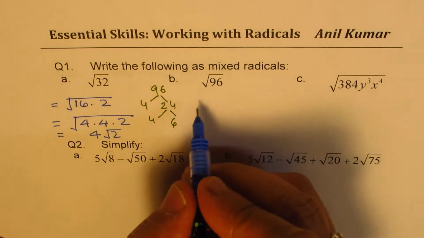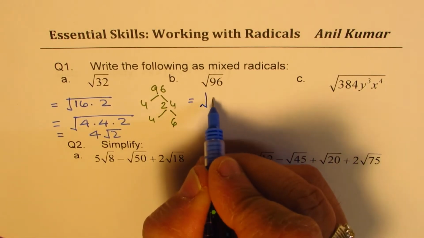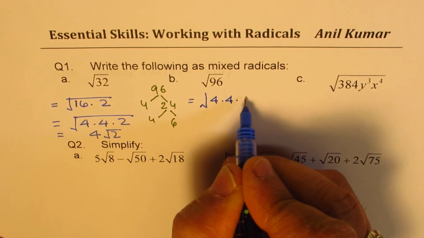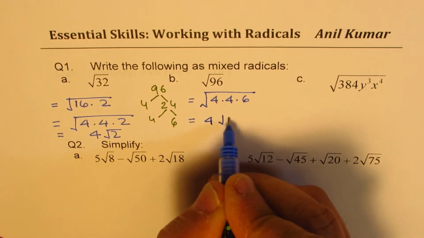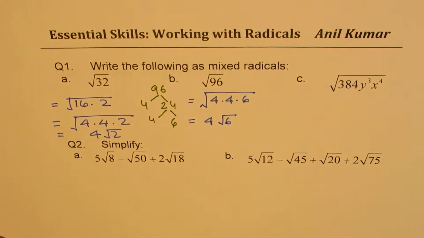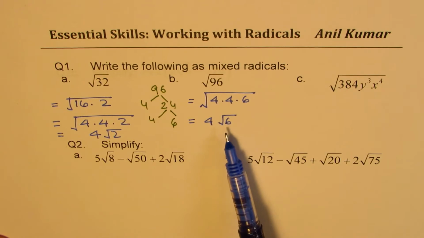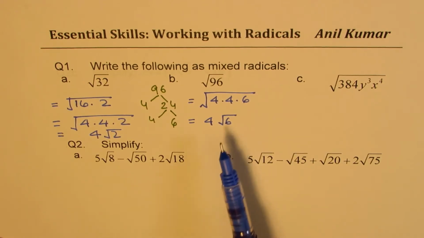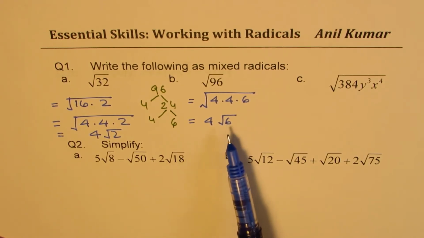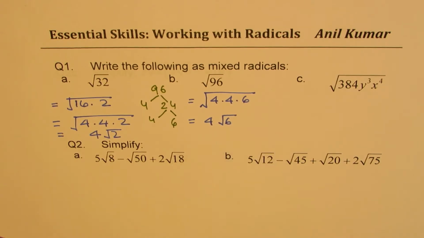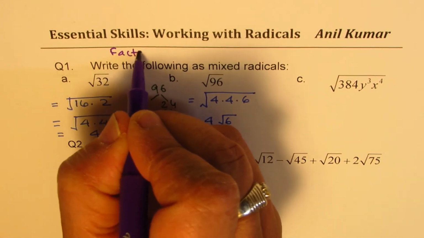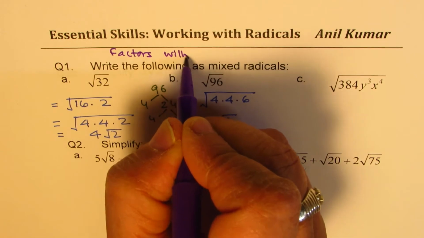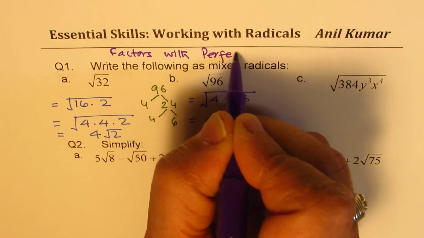So I could write square root of 96 as square root of 4 times 4 times 6. Now we have 2 4s. We'll take one of them outside, and square root 6 you can't do much, since the factors of 6 are 1, 2, 3 and 6, and none of them is a perfect square. So we are always looking for perfect squares. So the idea here is to write factors with perfect squares.